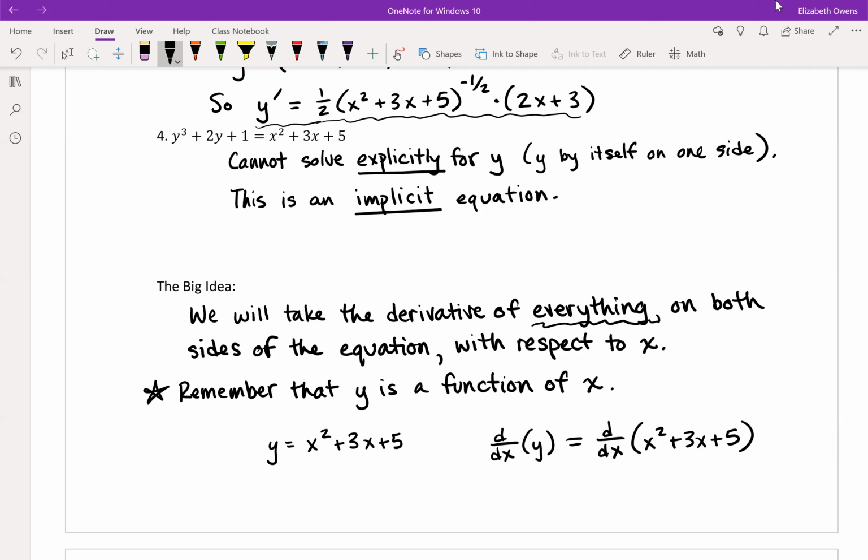It's just previously it hasn't had much of an impact on the left-hand side. We just say, oh, that's dy dx. And we're good with it, okay? Now it's gonna get a little more complicated, but just keep that in mind. Remember that y is a function of x, like this. Okay.